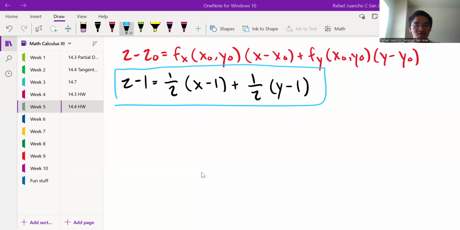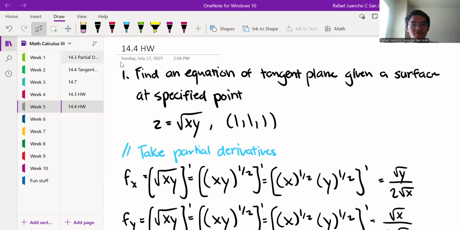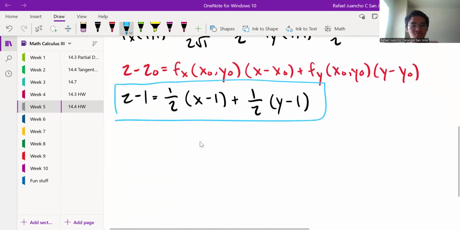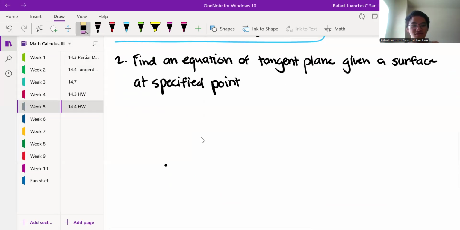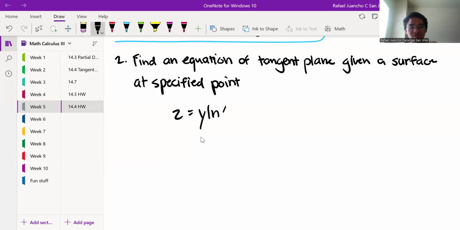Got it. Okay, next. We're gonna do the same thing again, but with a different surface and a different point. So number two, the same thing, but just different things too. Different surface and different point. So our surface has z equals, oops, forgot my y, y times ln, or natural log of x. And it has the point 1, 3, and 0.